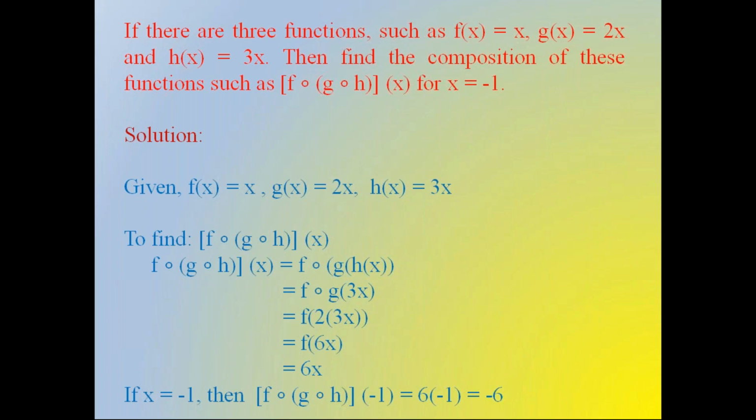If x equal to -1, the condition given is if x equal to -1, then f composite g composite h of x is equivalent to 6 into -1, equal to -6. That is the answer.